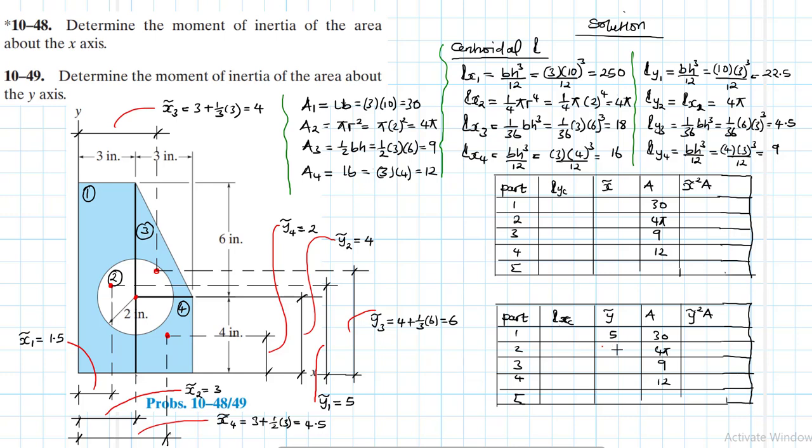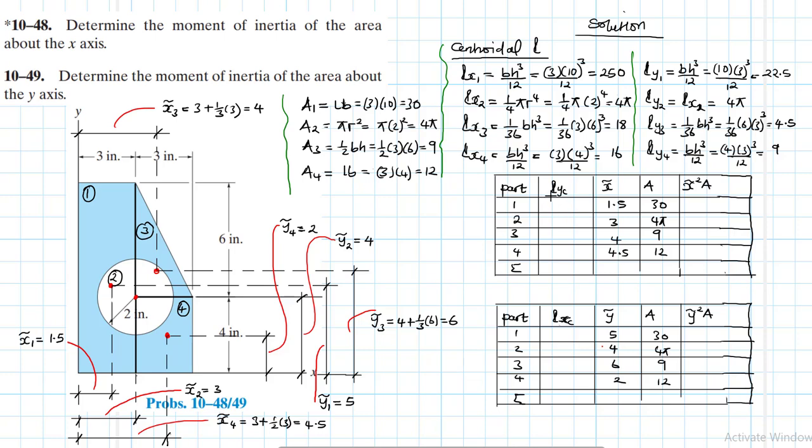Y1 is a 5. Y2 is a 4. Y3 is a 6. And then Y4 is a 2. Great. And then X1, what is X1? X1 is 1.5. And then X2 is a 3. Then X3 is a 4. And then X4 is a 4.5.